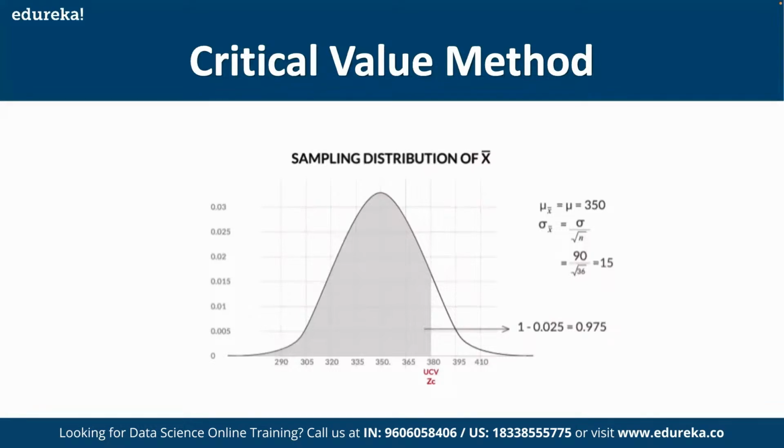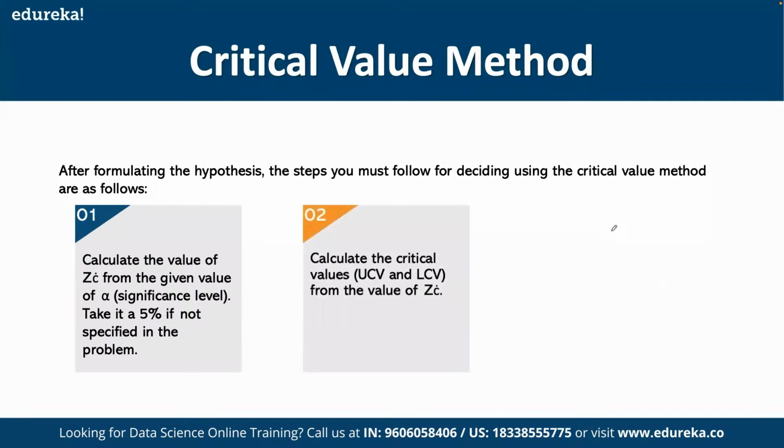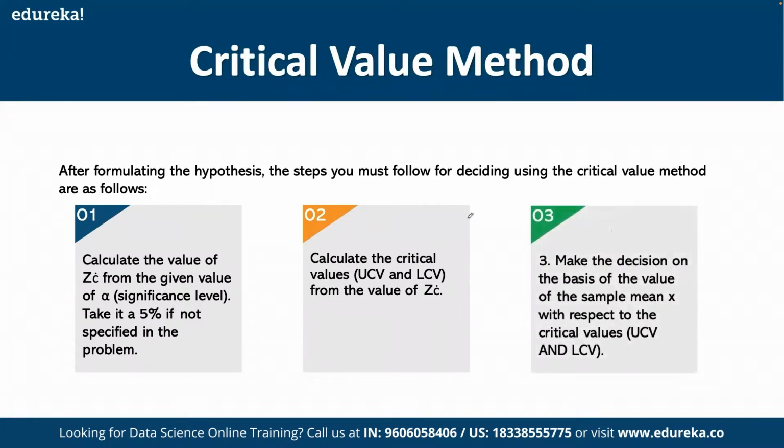Now, once we formulate the hypothesis, the steps that we generally take using this critical value method are: first, we calculate the value of Z from the given data set at a specific significance level, which is alpha. Let's say it can be 5%. Once we have specified that, the next thing is to calculate the critical values, that is the upper confidence value and the lower confidence value, from the value of Z. Once we calculate the critical values from the value of Z, we'll make a decision on the basis of the sample mean X with respect to the critical values, that is the upper confidence value and the lower confidence value.